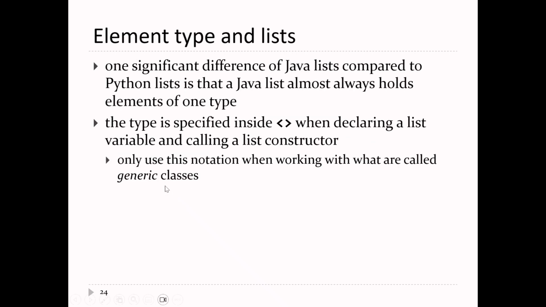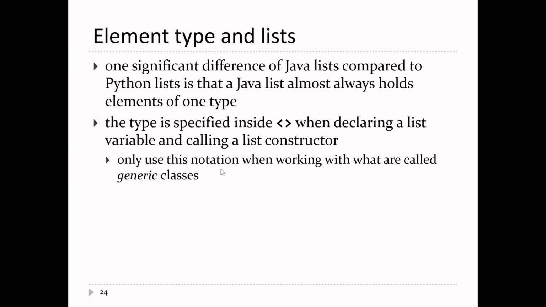Again, I guess I never edited these slides for this particular course. One of the differences is that in a Java list, a list can hold elements of one type, or for the time being, they hold elements of a single type. So you can make a list that holds a bunch of integers, or a list that holds a bunch of doubles, et cetera. Now, the syntax for creating such a list is a bit funny. You're supposed to say what the element type is, and you put that inside angled brackets.